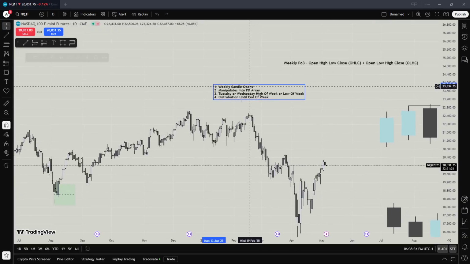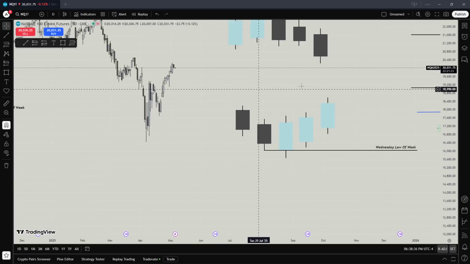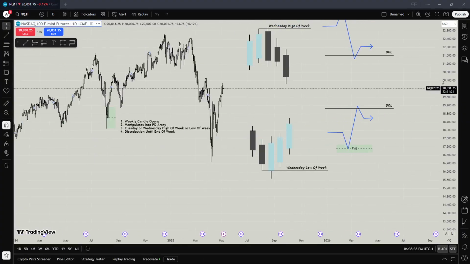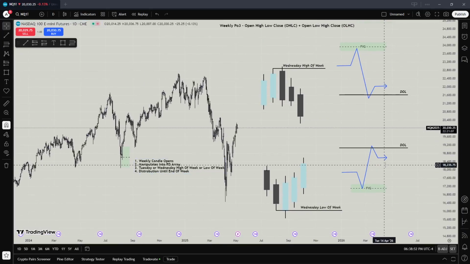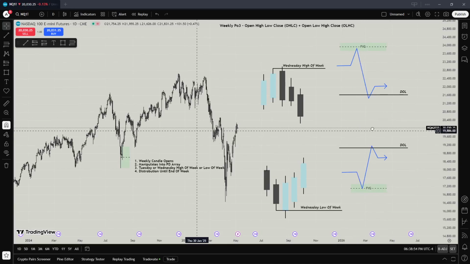So let's see, we're going to drag this over. This week is going to be a buy version. So we're looking for Monday and Tuesday to possibly come down and put in some type of low in the beginning of the week. Potentially Wednesday puts in a low by turtle souping Tuesday. And what do we do after that? We displace upwards, which is our distribution. And then we take out our draw on liquidity.